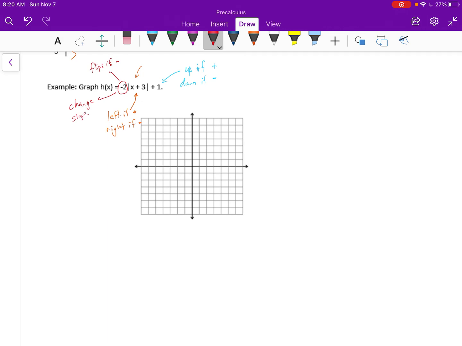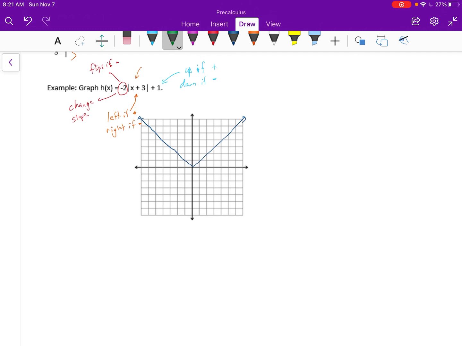So here's our normal absolute value function. This is not the answer. I'm just putting it on here. You don't need to do this, but I'm going to show you the comparison. And let's graph this as h of x in green. So it is going to be moved left 3. Left 3. It's going to be up 1. So we can go ahead and graph our new vertex. So left 3 and up 1. The vertex will be there.